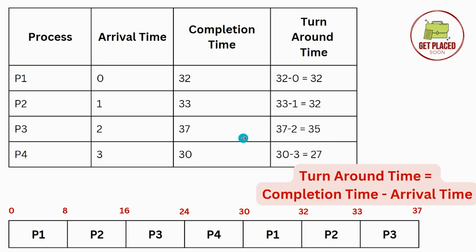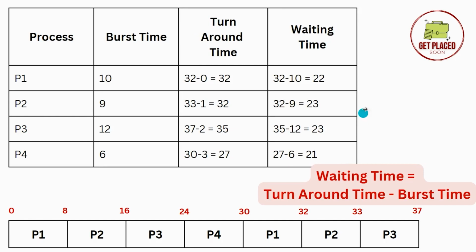With the help of completion time, we can calculate turnaround time. Turnaround time is equal to completion time minus arrival time. 32 minus 0, 32. 33 minus 1, 32. 37 minus 2, 35. 30 minus 3, 27. This is how we calculate turnaround time for each process. In case you need to calculate average turnaround time, make sure you add all these 4 values and divide by 4.